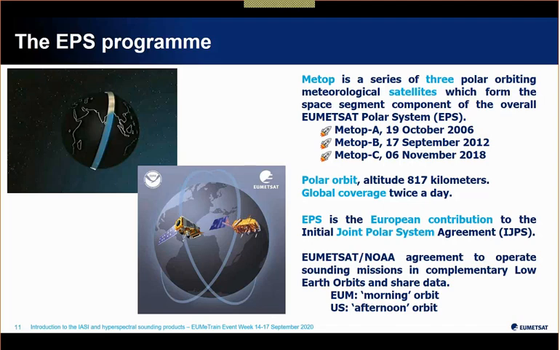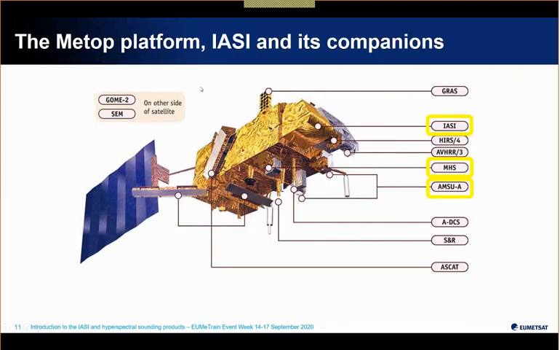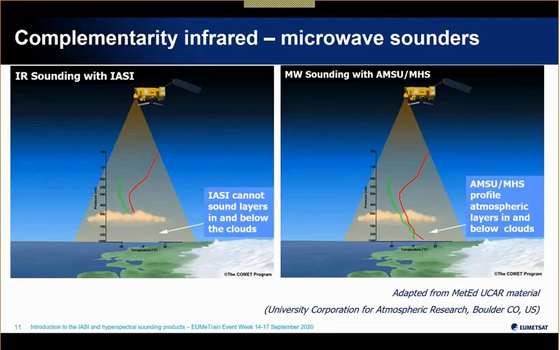So on board MetOp, there are a number of instruments, and we will talk today about IASI. That's the main one we will focus on, but also about 2 companion instruments, namely AMSU and MHS, which are microwave sounders, which we are exploiting in synergy with IASI, and I will come back later on that.